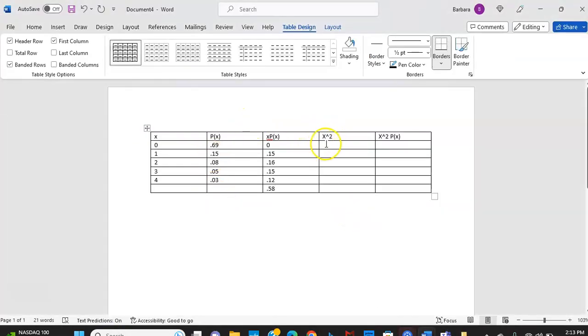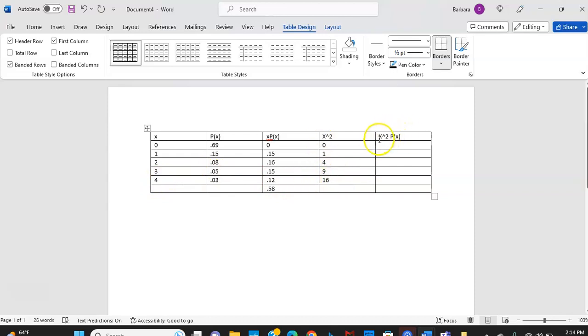Okay, now the next thing we need is this column of x squared. So we go back to our original discrete data here in our outcomes, right here in the very first column, and we're going to square each one of these. So if we square 0, 0 times 0 is 0. And 1 times 1 is 1. And 2 times 2 is 4. And 3 times 3 is 9. And 4 times 4 is 16.